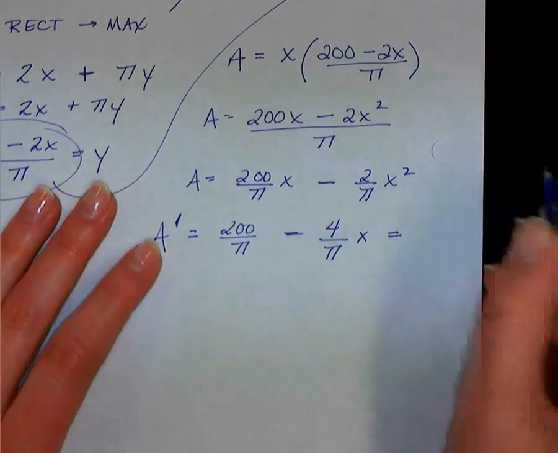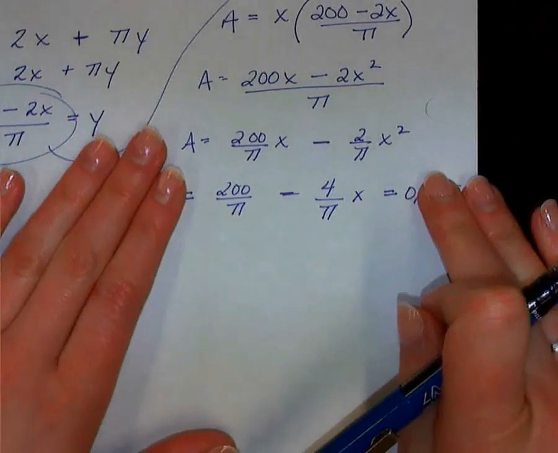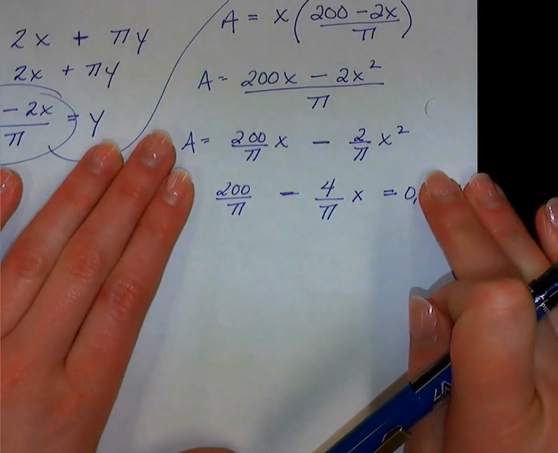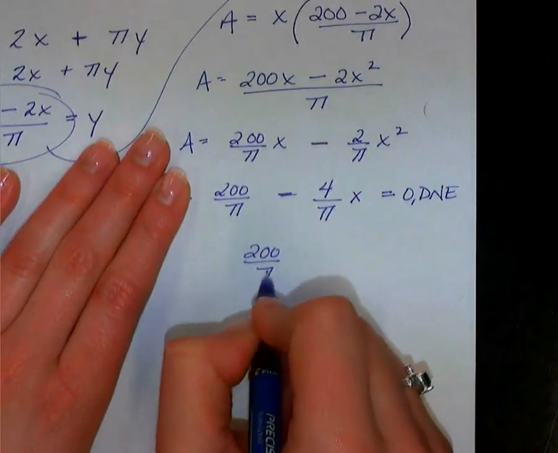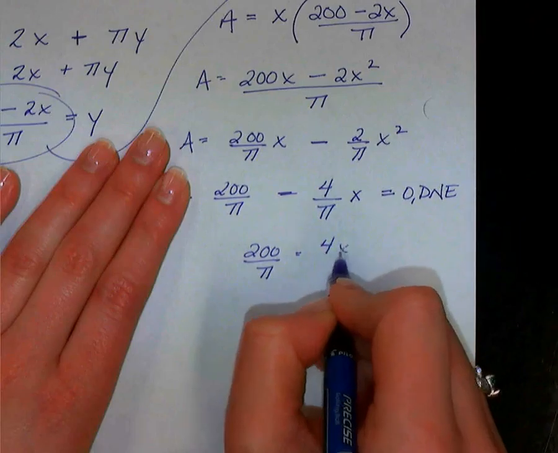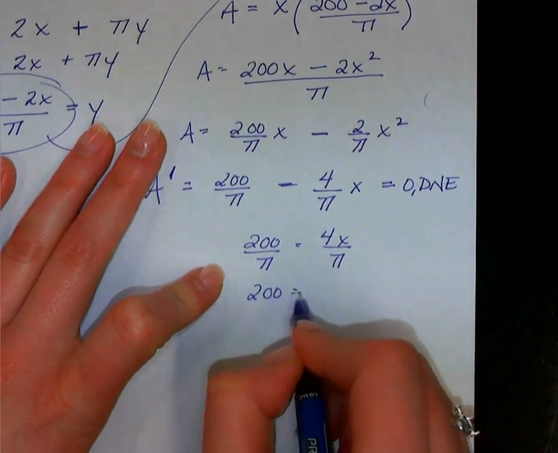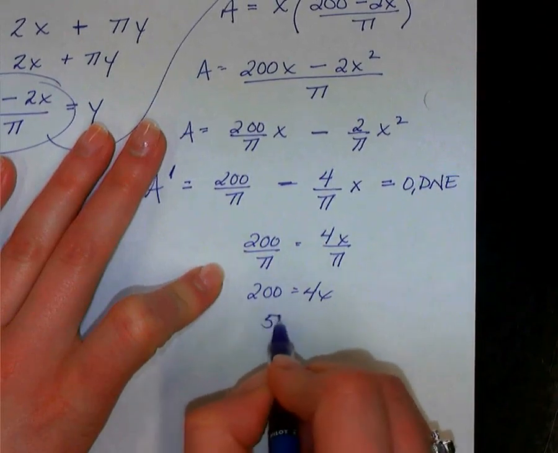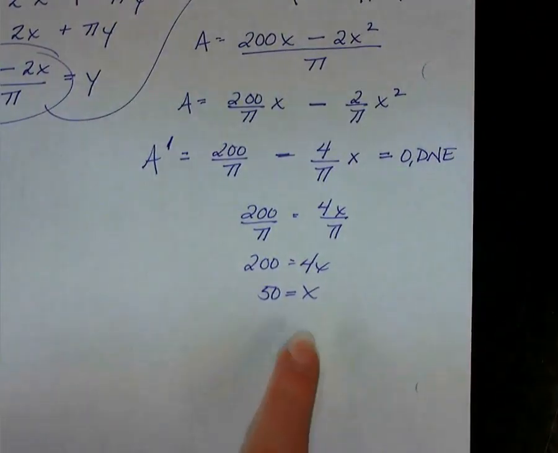Well, since my denominators are always pi, I don't have to worry about the DNE. When does it equal 0? Well, if I have that equation set equal to 0, let's add the fraction over. 200 over pi is equal to 4x over pi. Since I have the same denominator, 200 is equal to 4x, so 50 is equal to x. Now, I think if x is 50, that will maximize the area of the rectangle in this problem.